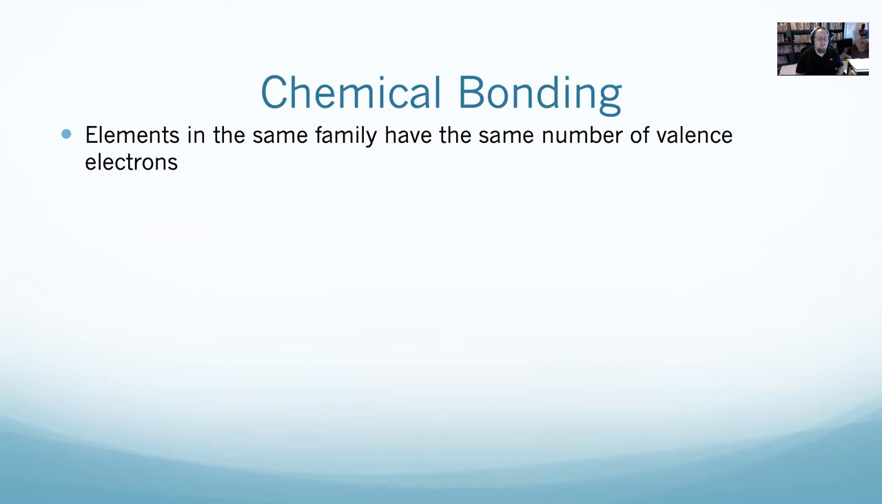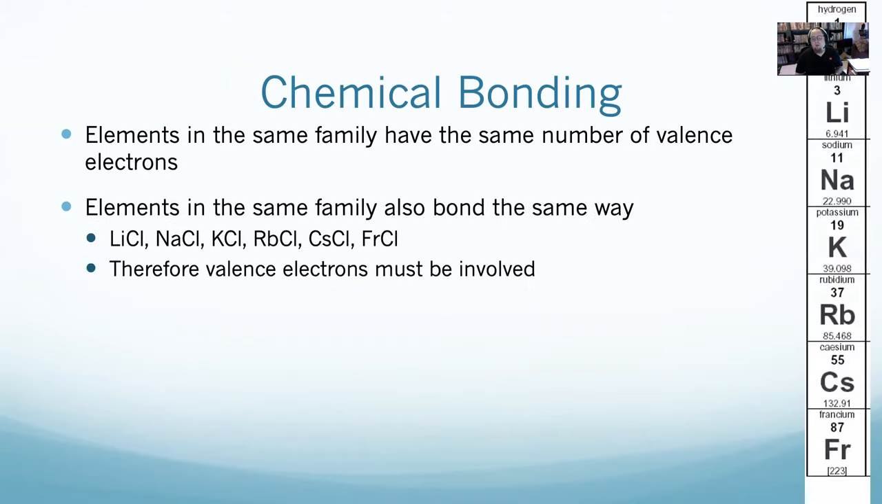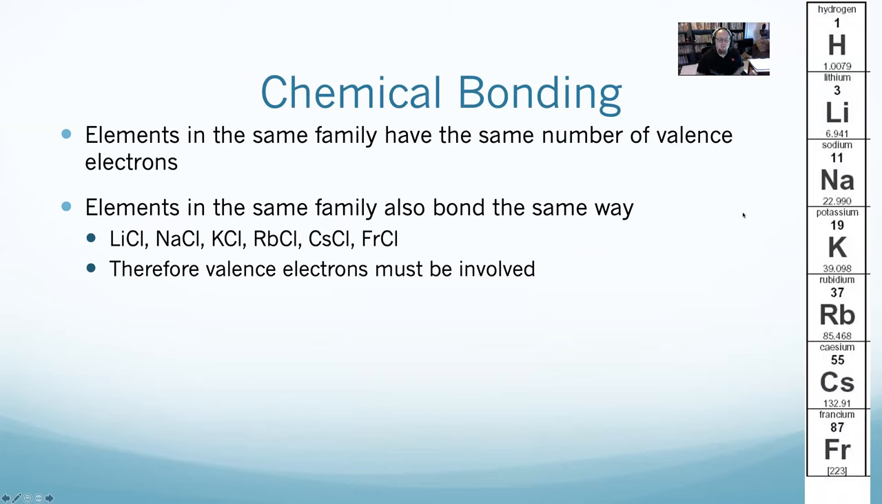All elements in the same family have the same number of valence electrons. We covered that last time. Elements in the same family also bond the same way. That if you take everything in the family 1A and tell them to bond with chlorine, they'll all bond in a 1-to-1 ratio. Lithium, sodium, potassium, rubidium, cesium, and francium all bond with chlorine the exact same way. What that means is logically that valence electrons must be involved.